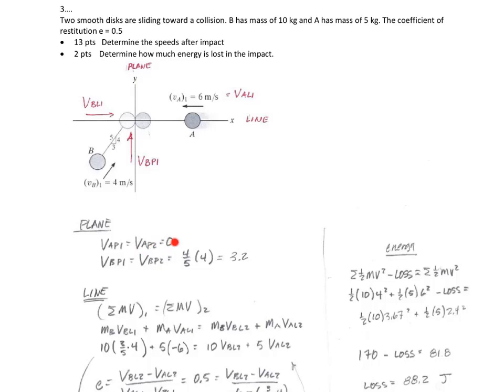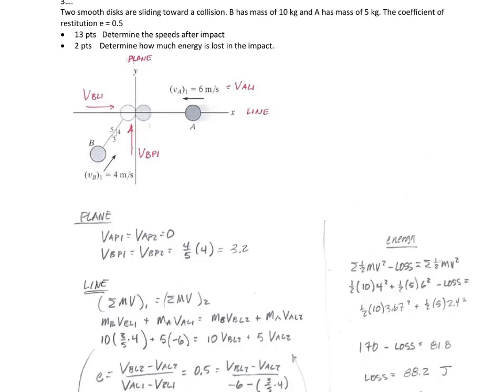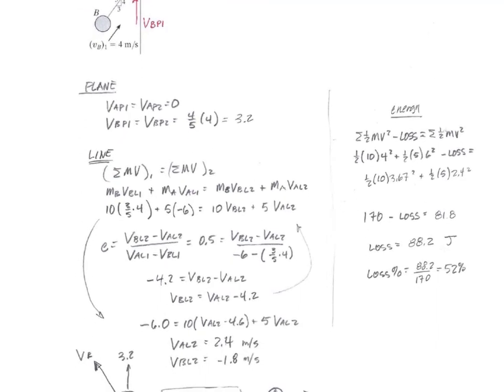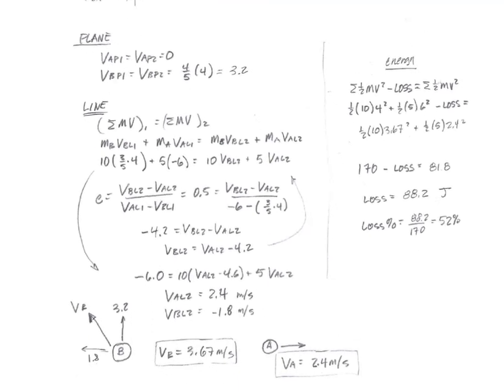VA plane 1 is equal to VA plane 2 for particle A, 0. Plane 1 is equal to plane 2 for particle B. I got the 4/5 component of that 4 going up, and that'll be the component afterward. Along the line, the conservation of momentum applies, and the coefficient of restitution applies. So you just plug those things in there. You have two equations, two unknowns.